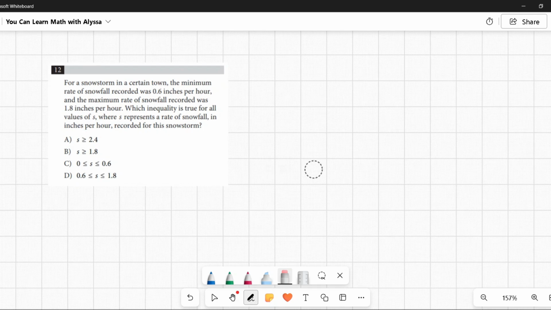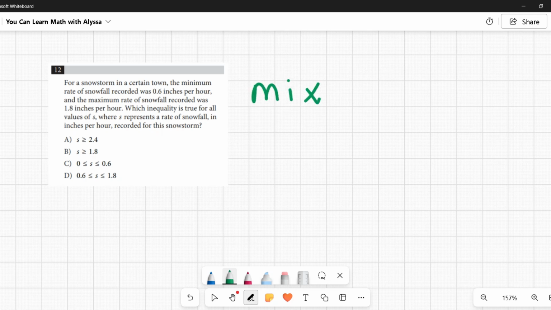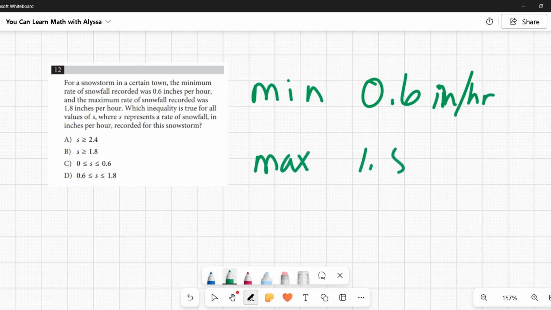Number 12. For a snowstorm in a certain town, the minimum rate of snowfall recorded was 0.6 inches per hour. Okay, I'm going to write that down here. The minimum is 0.6 inches per hour. And the maximum is 1.8 inches per hour. Okay, so I know at all times it was somewhere in between here. It's between this minimum and maximum.